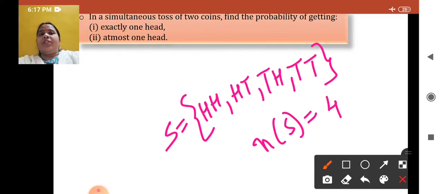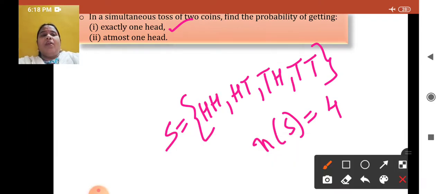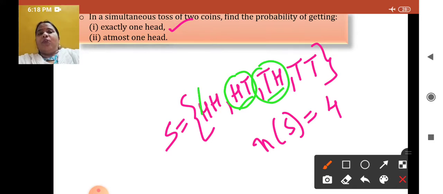What is the first condition? I want exactly one head. Okay. Exactly one head means, now see here, this is exactly one head. Yes, this is exactly one head. So there are only two elements in this. This one cannot be considered, neither can this. Exactly one head. So these are the two possibilities of my first event.